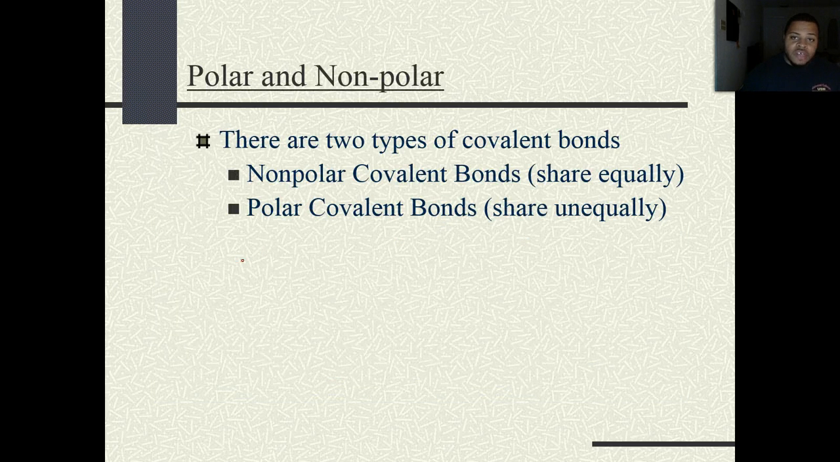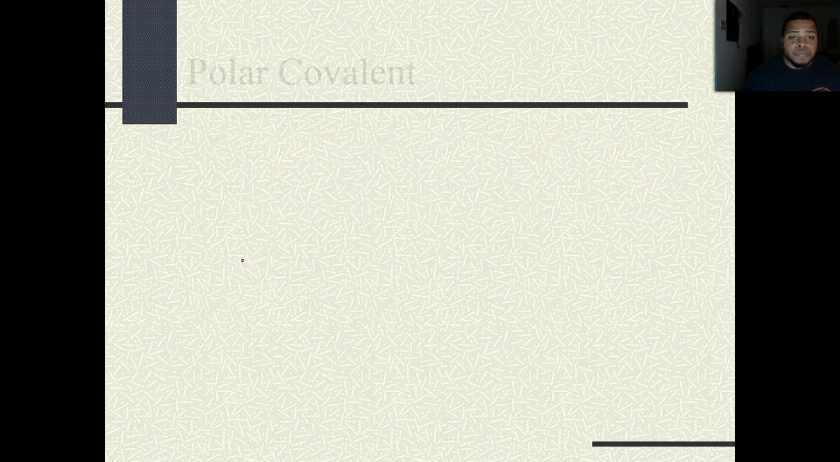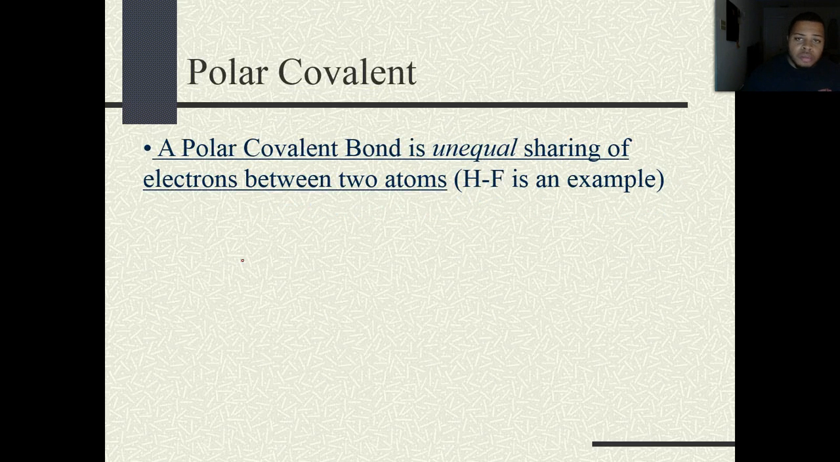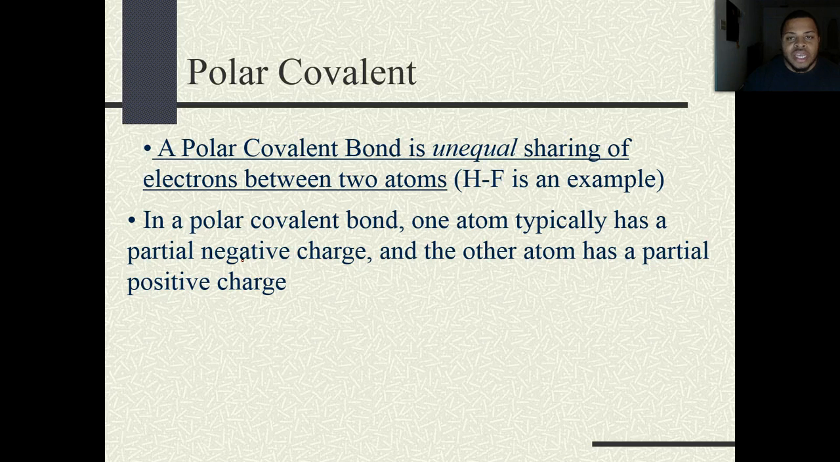Now, there are 2 types of covalent bonds. There's nonpolar covalent bonds, where the electrons are shared equally, and there are polar covalent bonds, where they're shared unequally. A polar bond, unequal sharing of electrons between 2 atoms. One example we can look at here would be one like HF, or hydrogen fluoride.